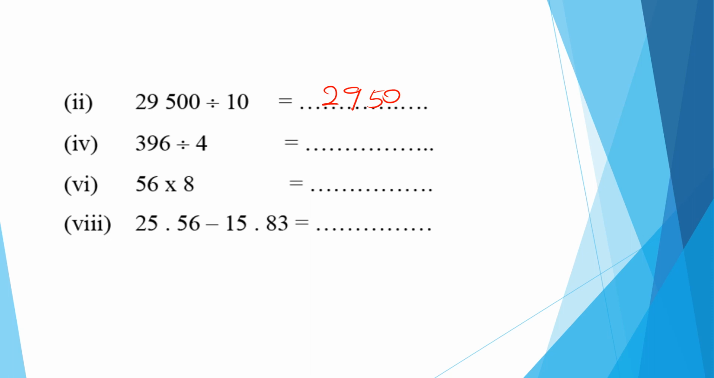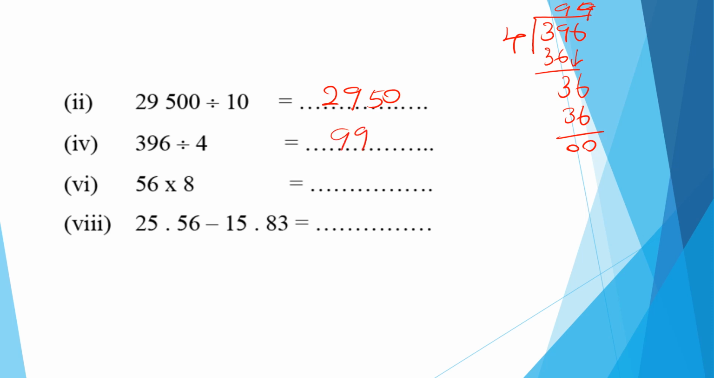So 396 divided by 4, 396 divided by 4, you get 39, and you have 9 fours. 9 into 4 is 36. You get 3 here, you get 6 here, and it is 36. So for 36 we have 9 fours. 9 into 4 is again 36, and you get 0 here, so the answer is 99.